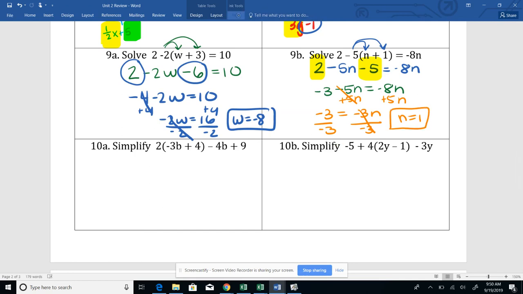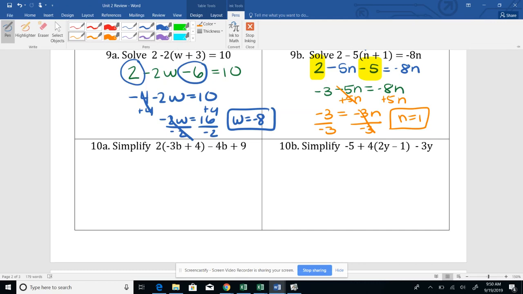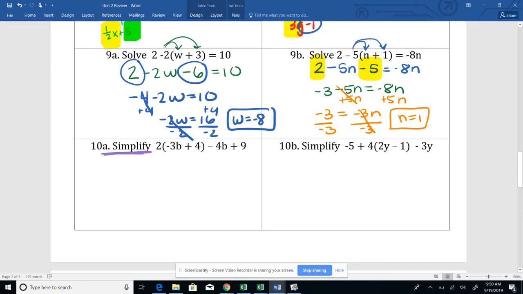Okay, the next section says that we are going to just simplify. So you notice there's no equal sign. We're just combining like terms. So we do see distributive property again. We're distributing our 2. So 2 times negative 3b is negative 6b, and 2 times 4 is 8.